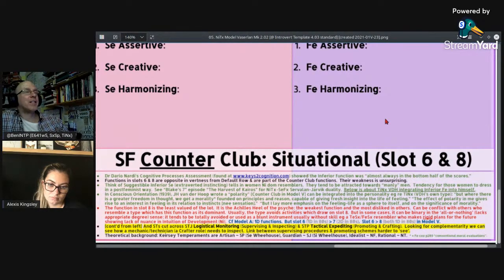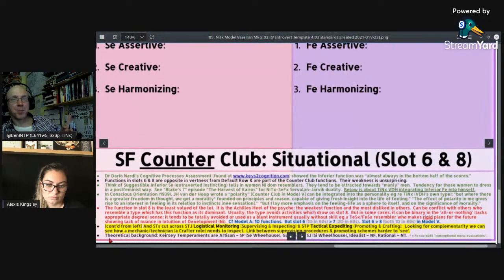For example, an ESTJ or ESFJ resembler who makes rigid plans for the future, showing lack of nuance in intuition and development, NI. And then I show a comparison to the 1D functions in Model A. But slot 6, 1D in the 80s, is greater than 7 in Model V, and slot 6 is greater than 8 in Model V. And then I did that thing last time about the tactical expediter.